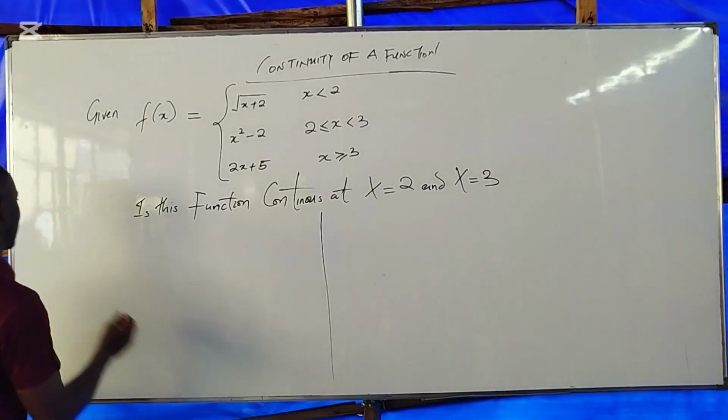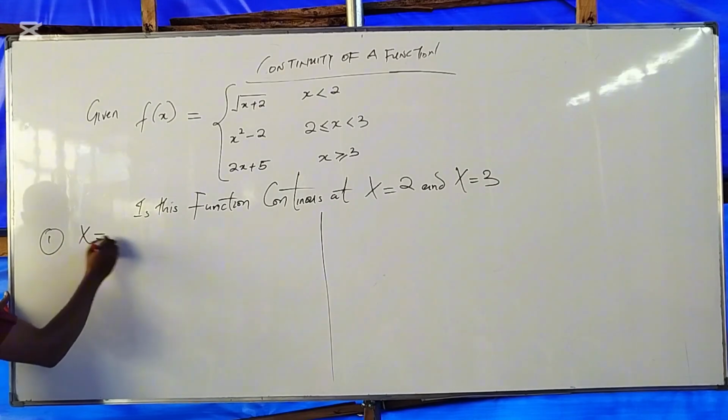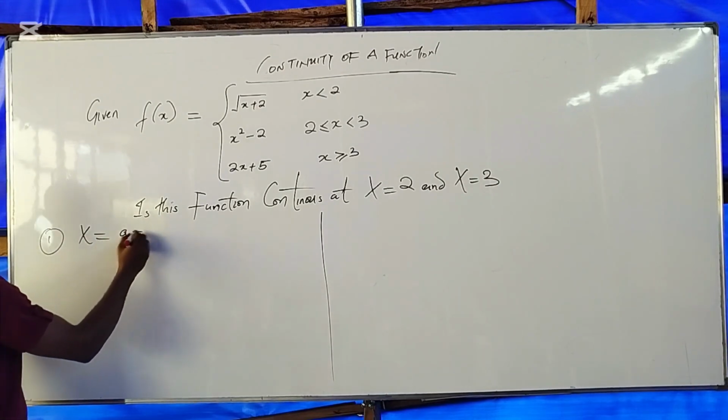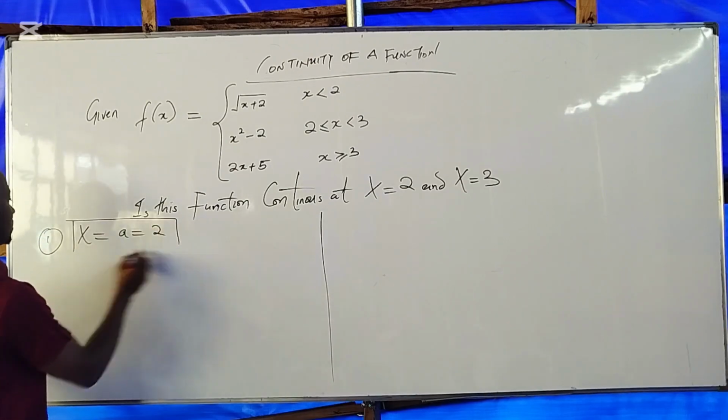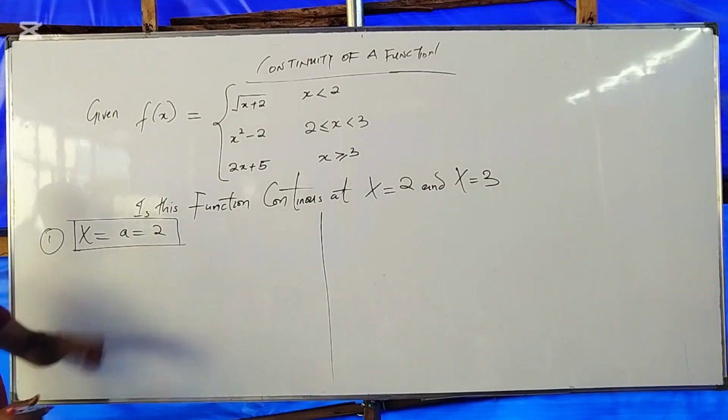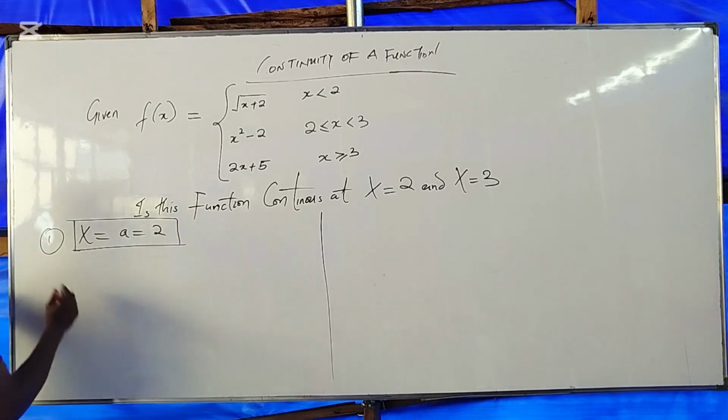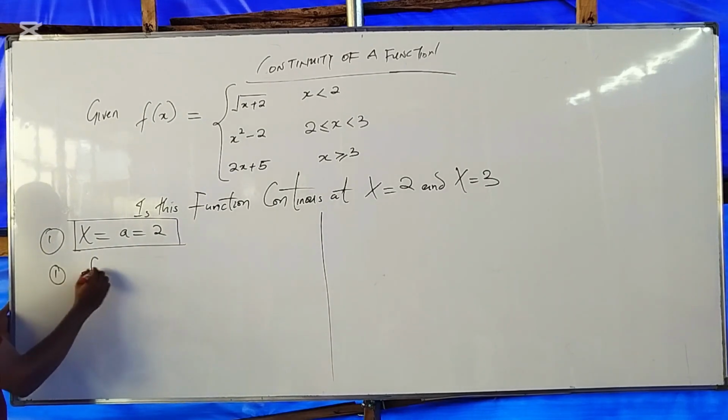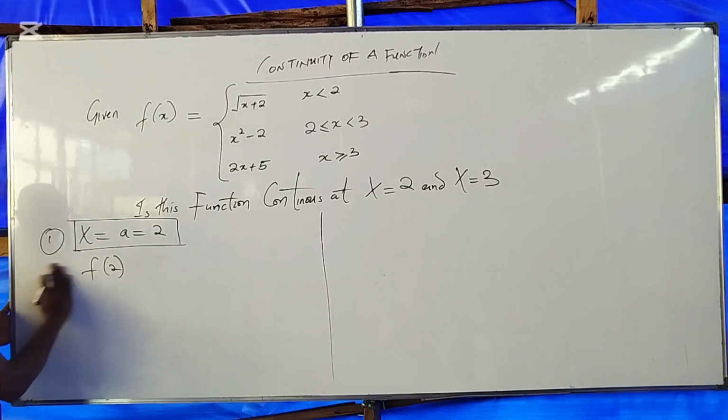The same process. Let's look at the first, which is x equals to what? a equals to 2. For the first one, let's look at the value of x as 2, right? The first is to define f of what? f of 2.